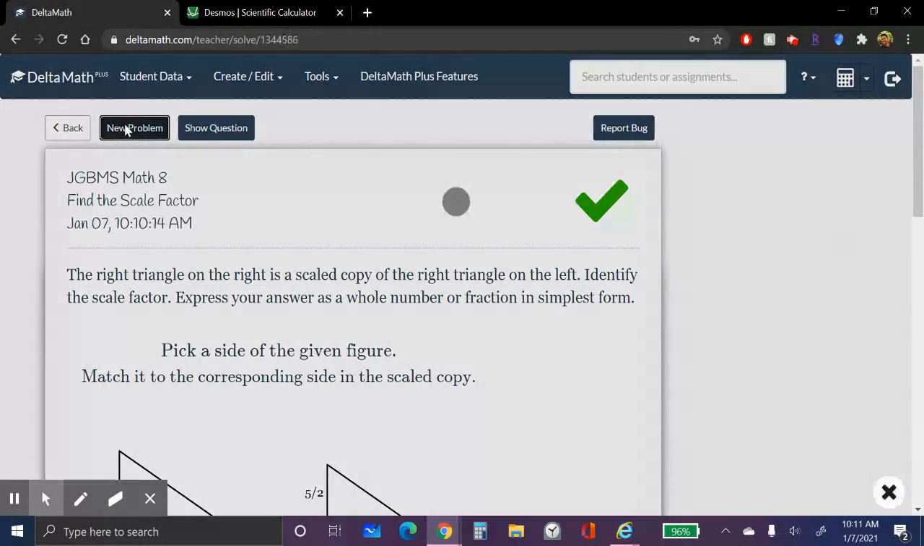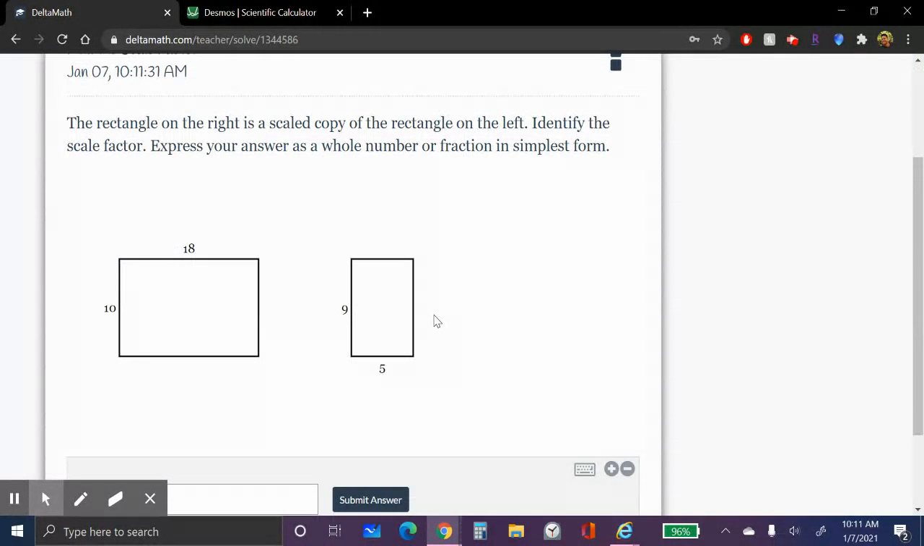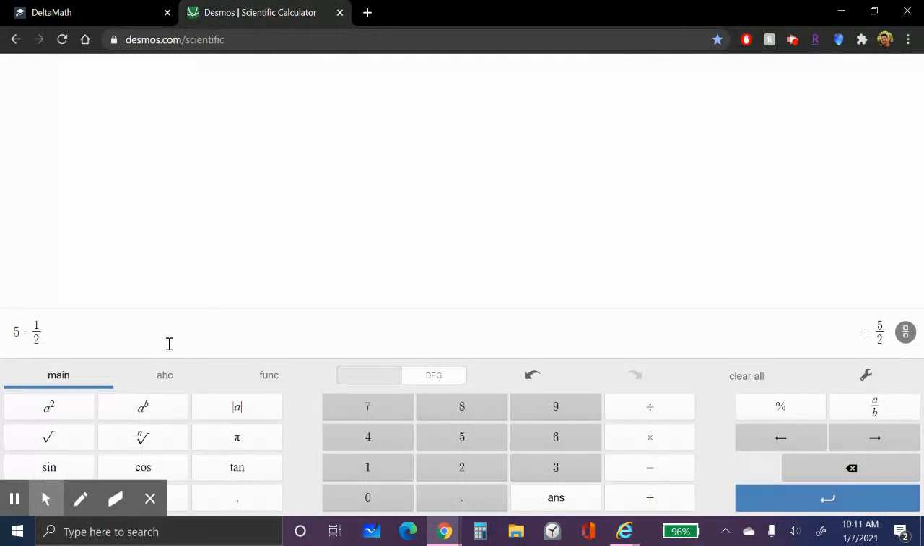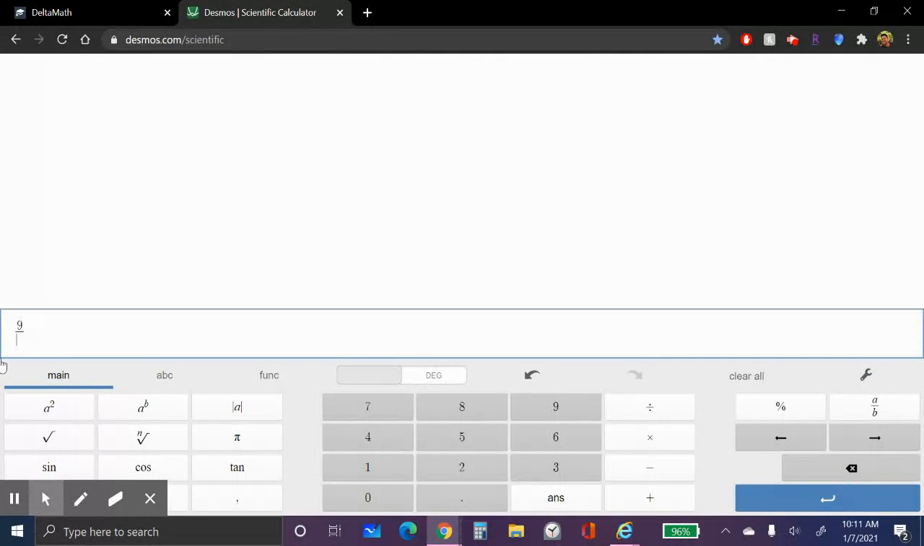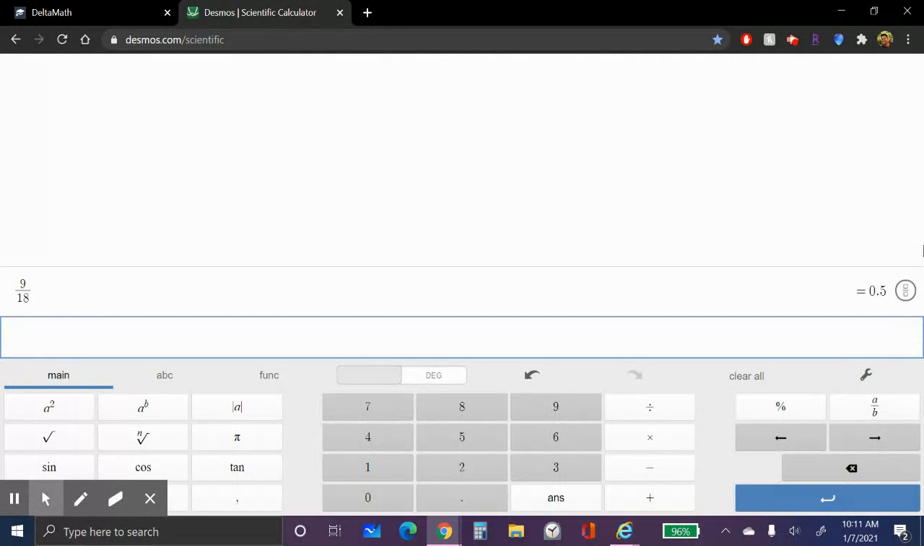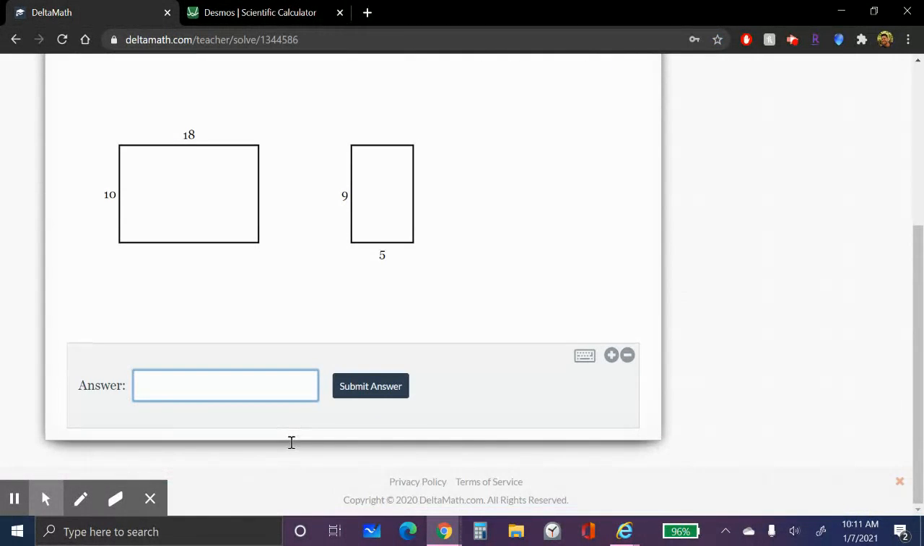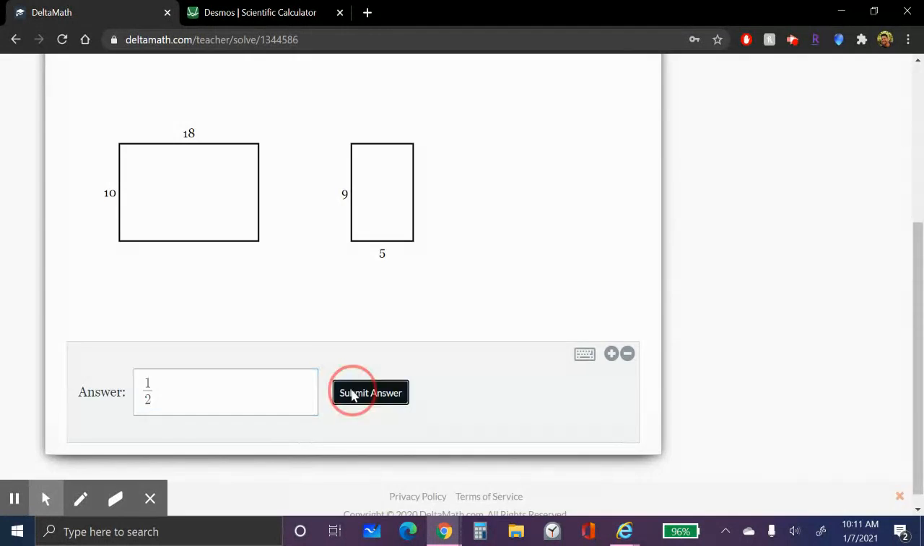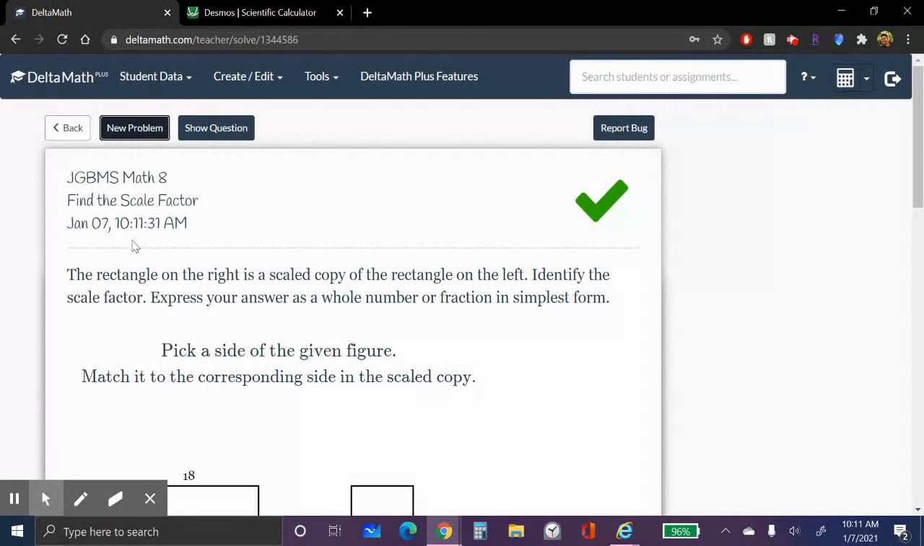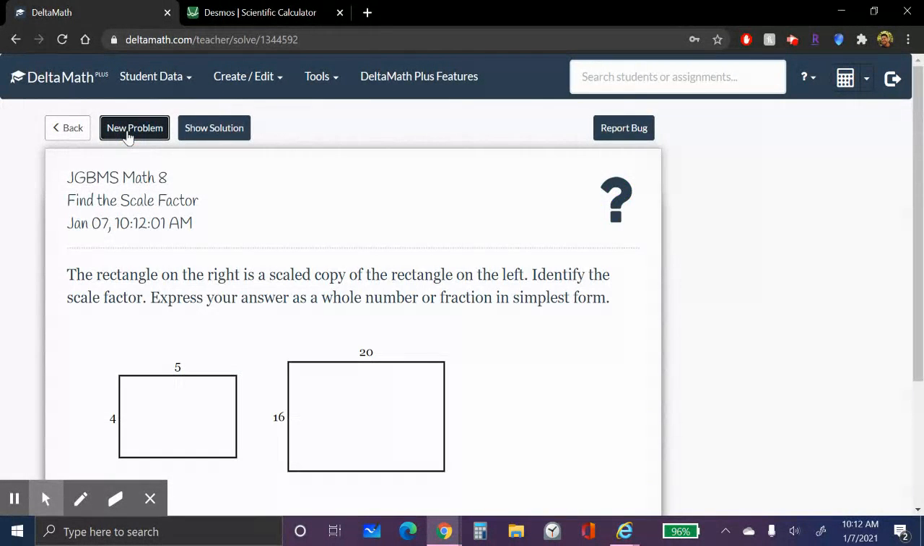Okay, let's look at another one. The longest side on this one is 18. The longest side on this one is 9, right? So it looks like it became smaller. So you would take 9 divided by 18, which should be 1/2 again. Yep, 0.5, which is 1/2. All right, let's take a look at one more.